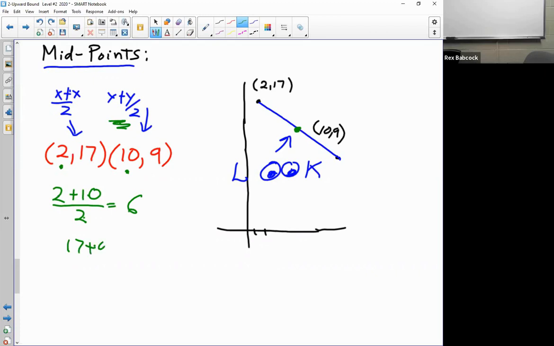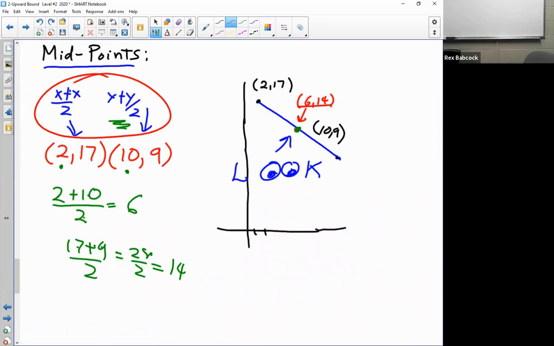17 plus 9. 17 and 9 is 26. Over 2 is 13. So the answer is 6, 13. And I'm going to say, now, does that look right? Yeah, that looks to me like that could be over 6 and up 13. And so the equations for midpoints, they would expect you to know that in geometry as well. And there's a lot of things we could do with that that's very useful.